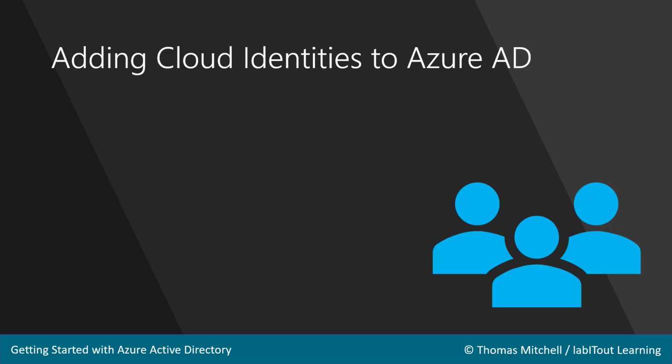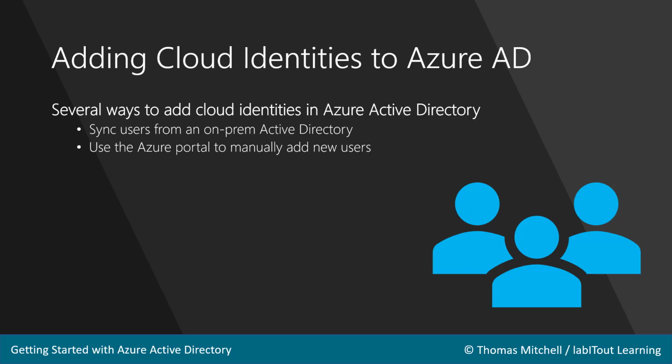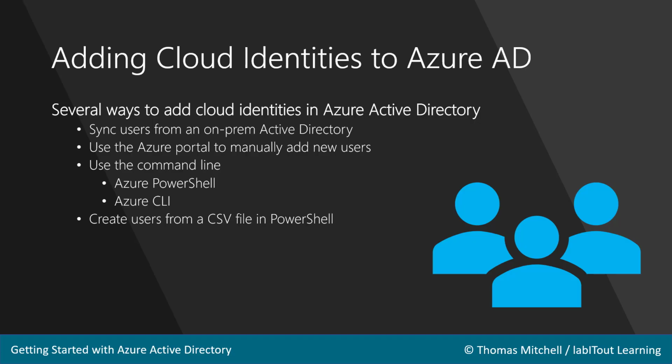Now, there are several ways to add users in Azure Active Directory. You can sync users from an on-prem Active Directory to Azure AD. You can use the Azure portal to manually add those users, or you can even use the command line. If you prefer to use the command line to create new users, you can use either PowerShell or the Azure CLI. I should also point out that you can also create users in bulk from a CSV file when using Azure PowerShell.